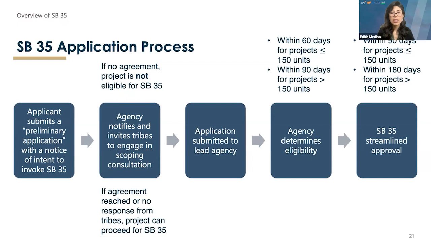review the application. So after it has been reviewed and checked for consistency with objective plans and standards, it goes through the SB 35 streamlined approval, and the agency has 90 days to do so, where design review and public oversight have to be completed within those days. For projects with more than 150 units, it is 180 days.